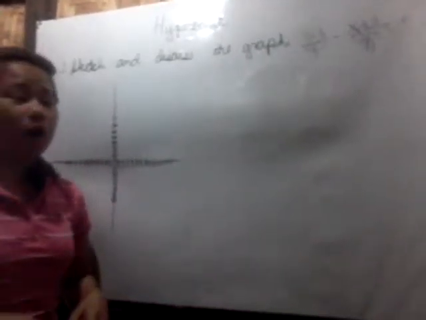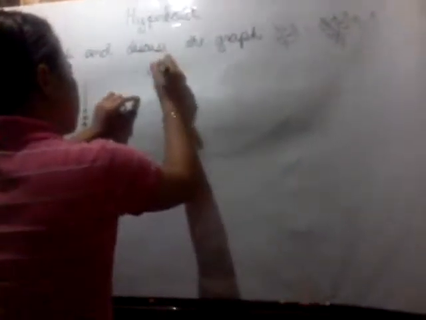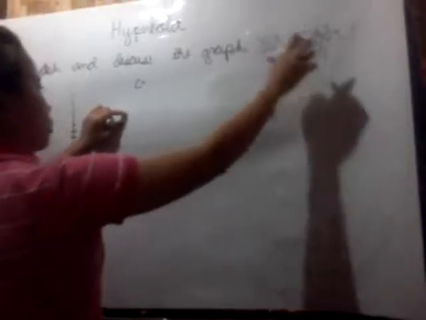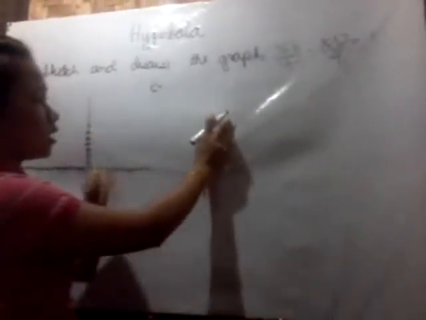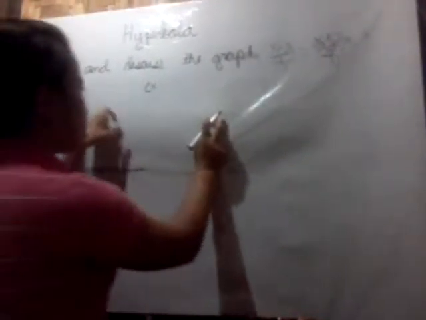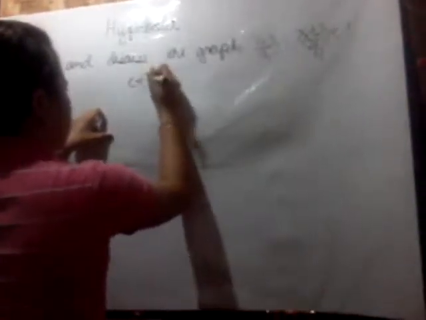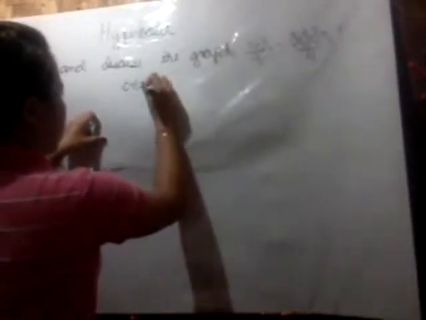So we have now the second problem. Sketch and discuss the graph of (y minus 3) squared over 1 minus (x plus 2) squared over 9 equals 1. So our center now is (negative 2, 3). But before we consider it as a center, we have to change their sign first. The positive 2 will become negative 2 and the negative 3 will become positive 3.